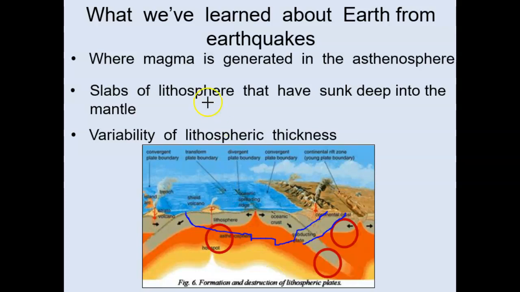Okay, so again, three things: where the magma is generated within the asthenosphere, where are the slabs of the lithosphere that are sinking deeper into the mantle, and the variability of lithospheric thickness. Those three things we can learn from seismology relating to the plate tectonics concept.